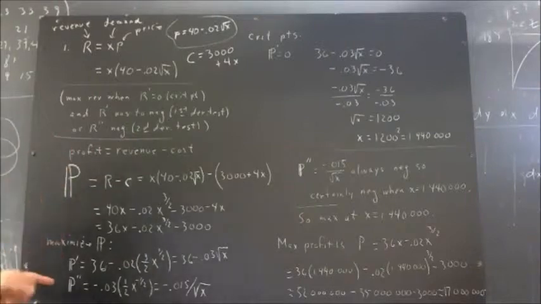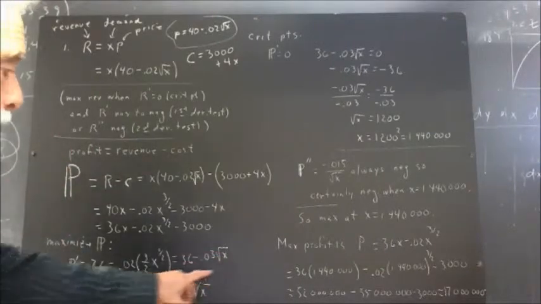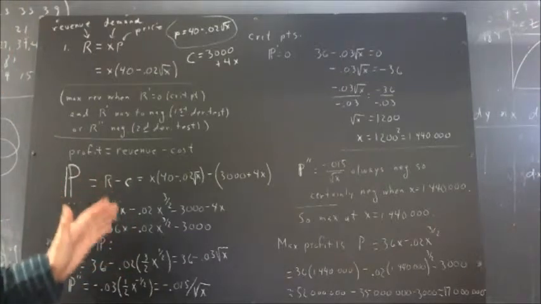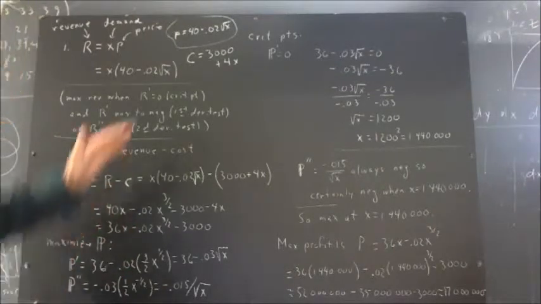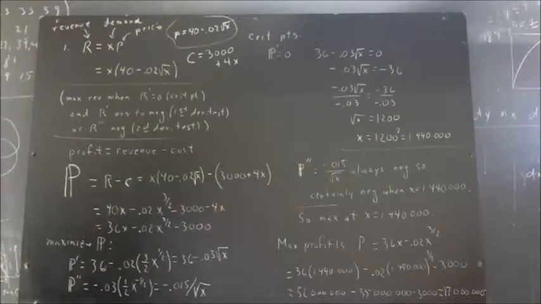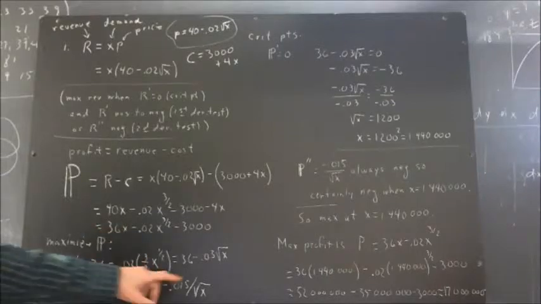Now, having found that, we could use the first derivative test to see whether at the critical point the derivative goes from positive to negative or from negative to positive. Alternatively, we can take the second derivative, and that's very easily done.